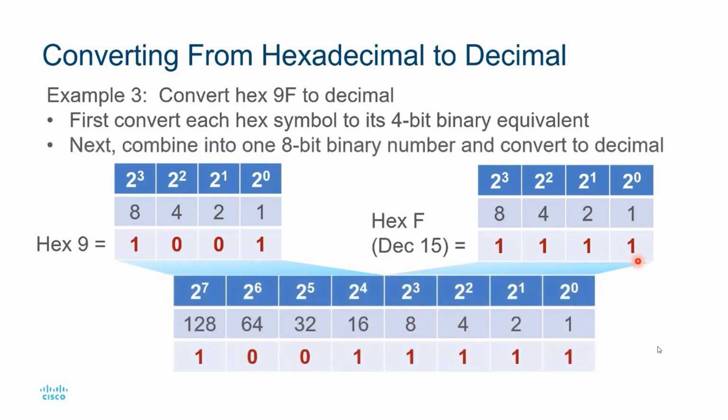Next, I'll combine them into one 8-bit binary number. So here I have the first 8 place values in binary, and then I'll convert to decimal, and that gives me 128 plus 16 plus 8 plus 4 plus 2 plus 1, or 159 in decimal. There are often several ways to approach converting between number systems. You should use the one that works best for you.